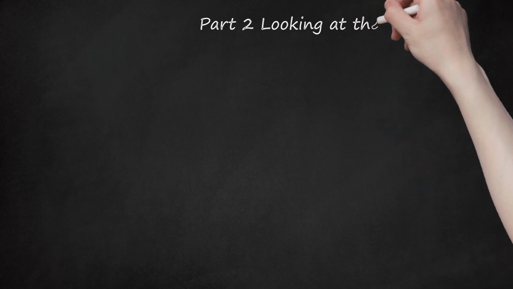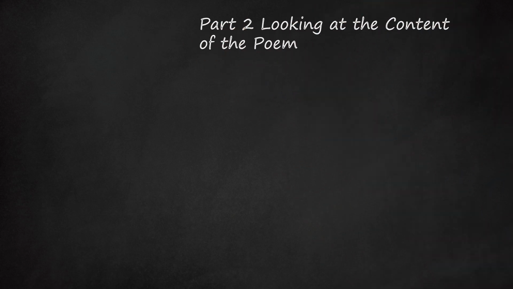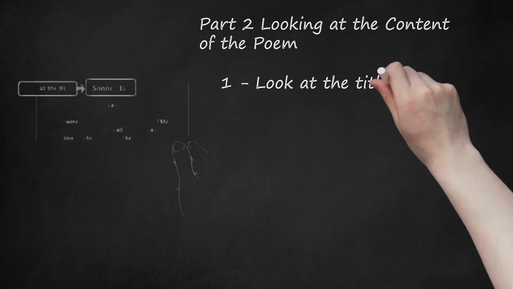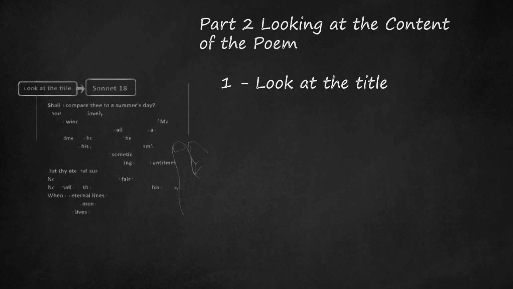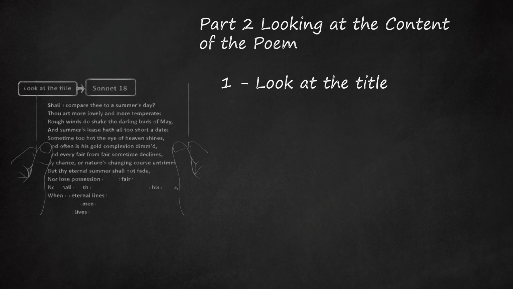Part 2. Looking at the content of the poem. 1. Look at the title. The title can contain significant clues about the nature of the poem, so you really shouldn't ignore it. Read the title and think about it in the context of the rest of the poem. Ask yourself, what does the title mean in the context of the rest of the poem? How does the title deepen the meaning of the poem overall?